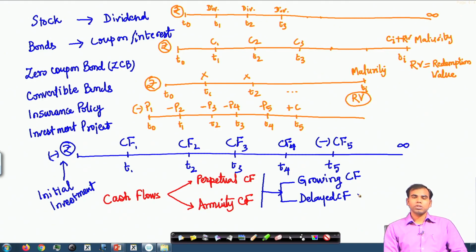So, that is a typical growing cash flow, and delayed cash flow indicates that you have to hold on to the cash flows for a certain number of periods. For example, if you are evaluating an insurance policy, for the first 5 years you have to pay the insurance premium, which is a 5-year cash flow, and after that your cash flow in terms of income starts. So, that is basically indicating the delayed cash flows on the part of an investment insurance policy.